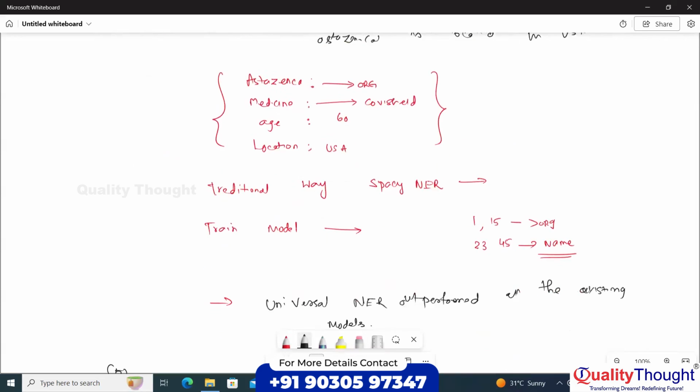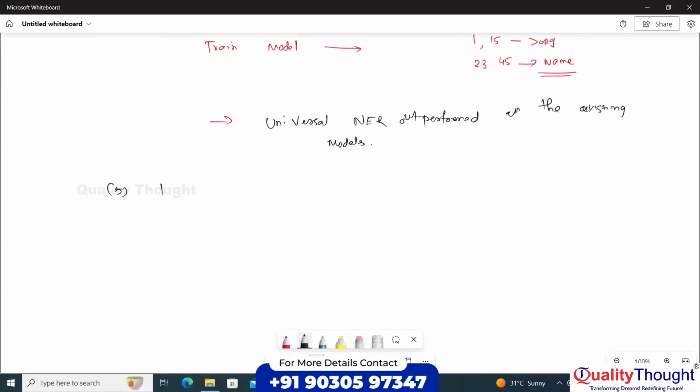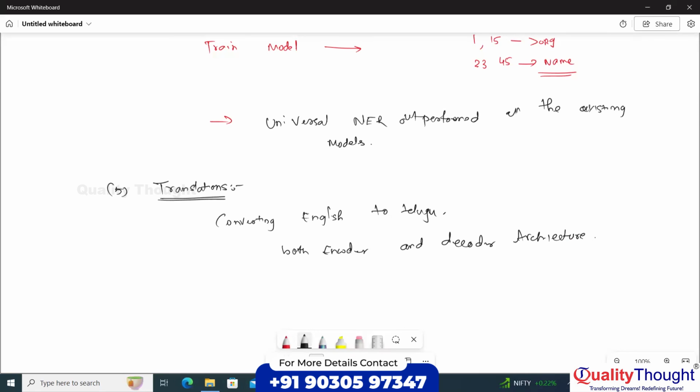Project number 5: translation. What do you mean by translation? What model will be used for the conversion? What is the use case? What is the business scenario? Why do we need to use translation at all?